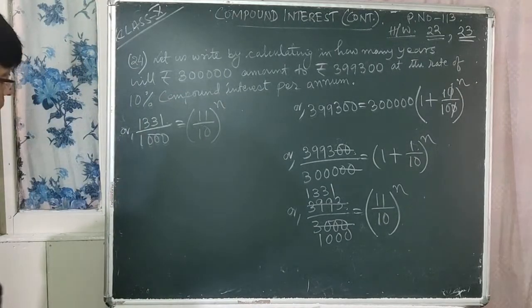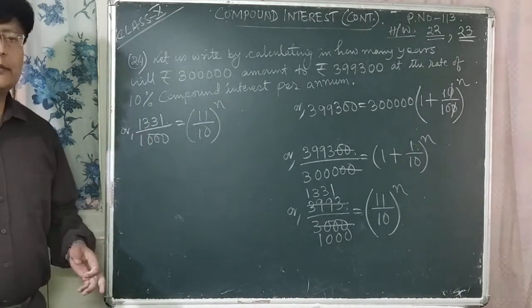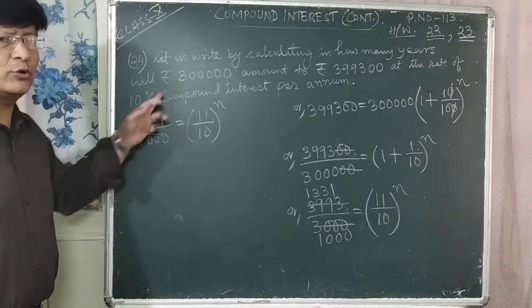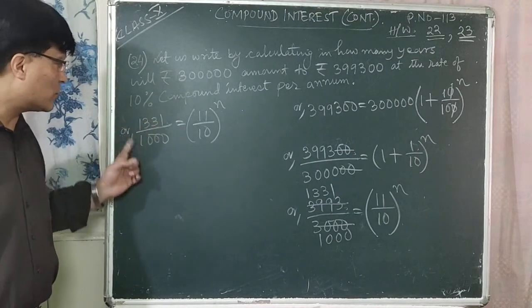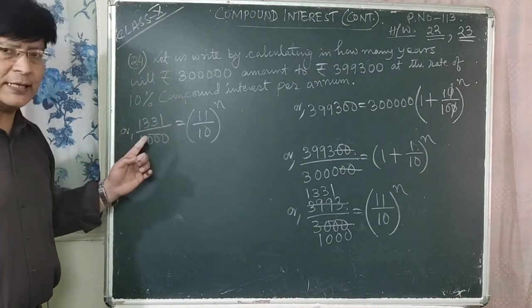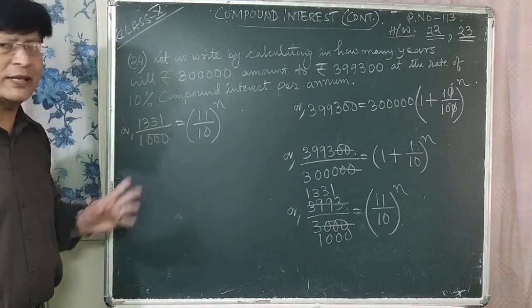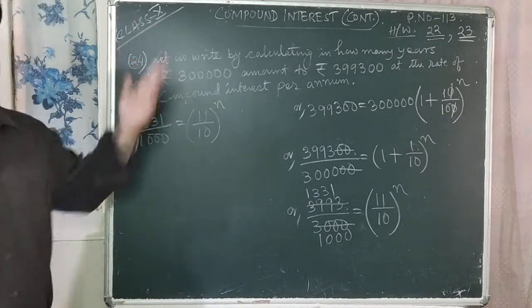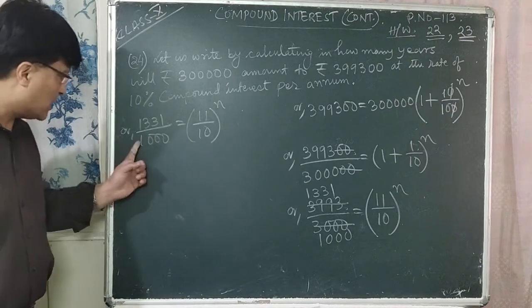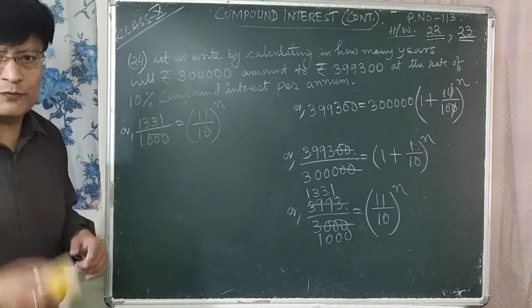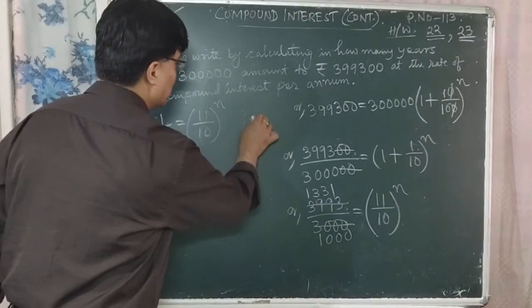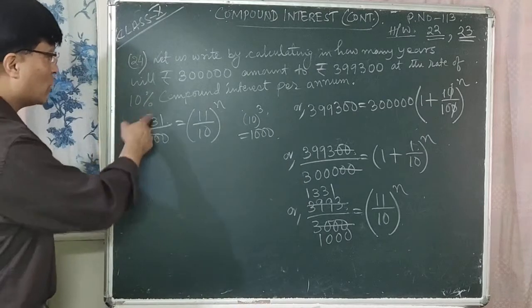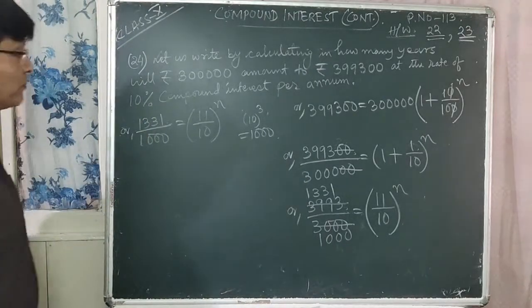Okay. So now this 1,331 divided by 1,000, you should write it in the form 11 by 10 whole to the power some number. What is that number? Since there is 1 and 3 zeros, 10 whole cube is 1,000, isn't it? So 10 whole cube is what? 1,000. Now which number whole cube is 1,331? Let us check it. So 11.